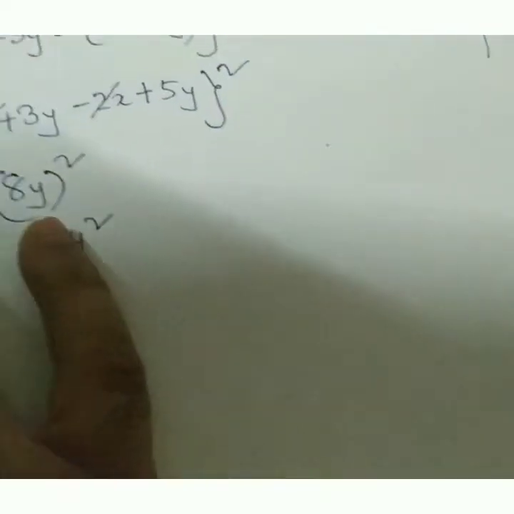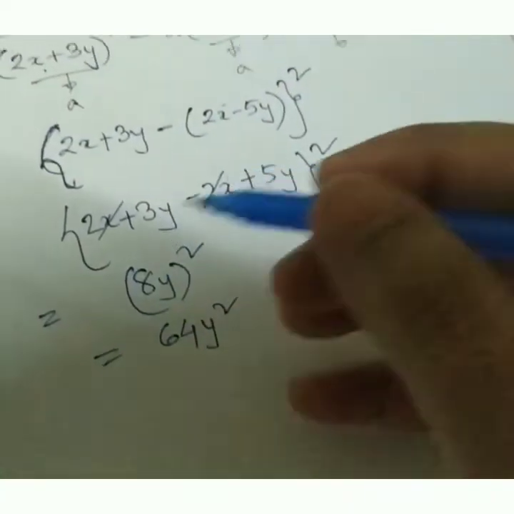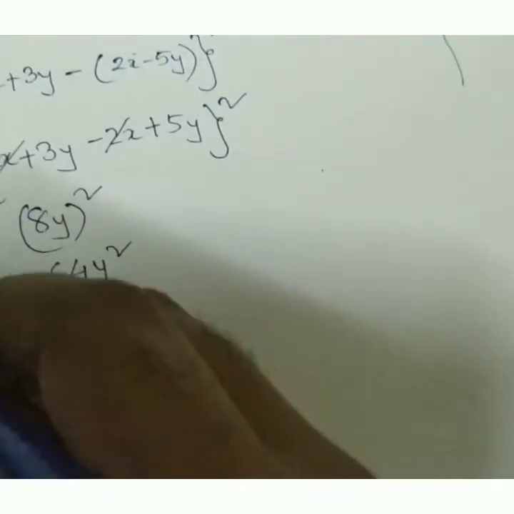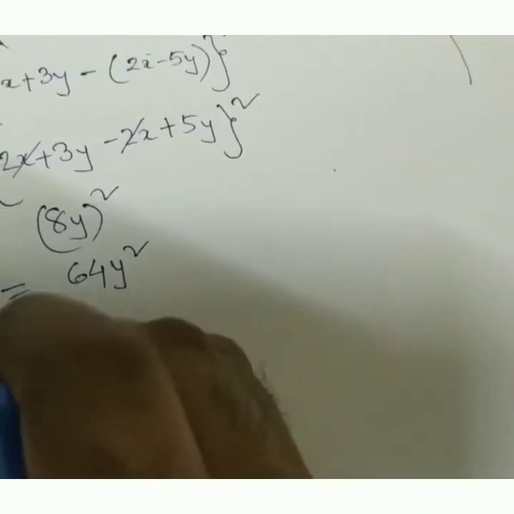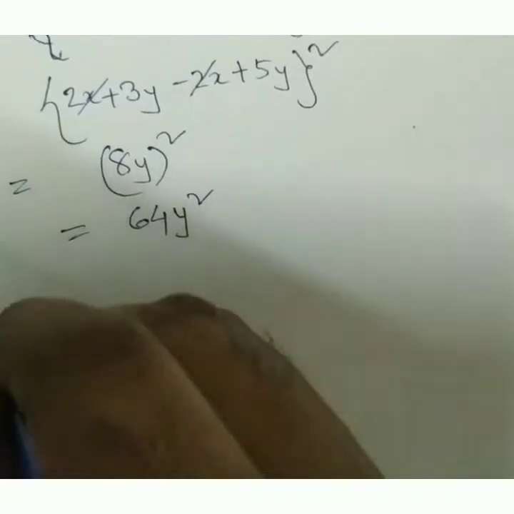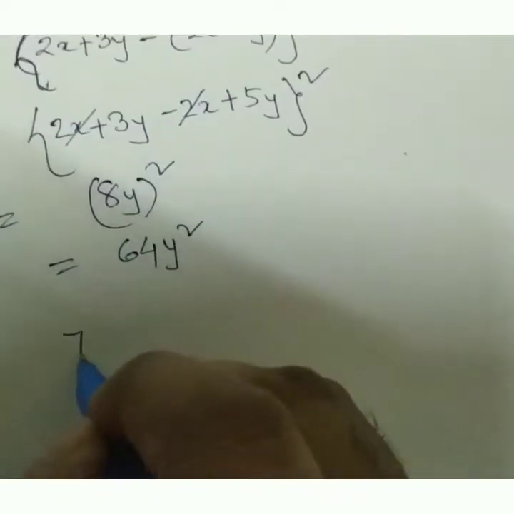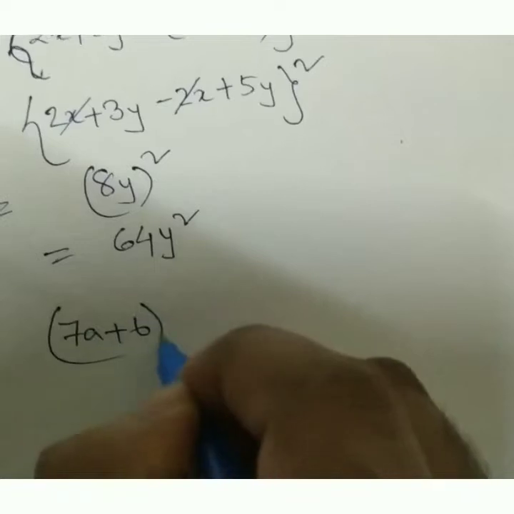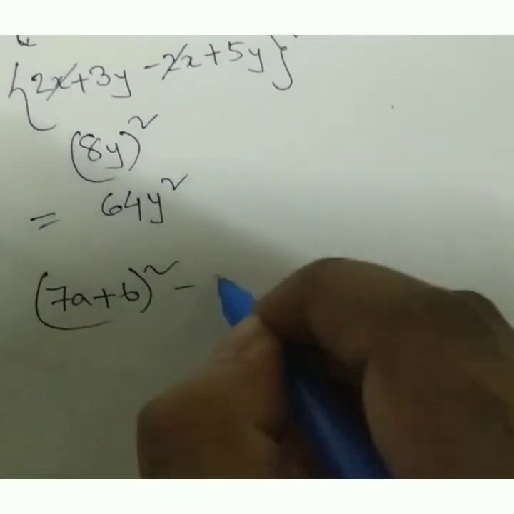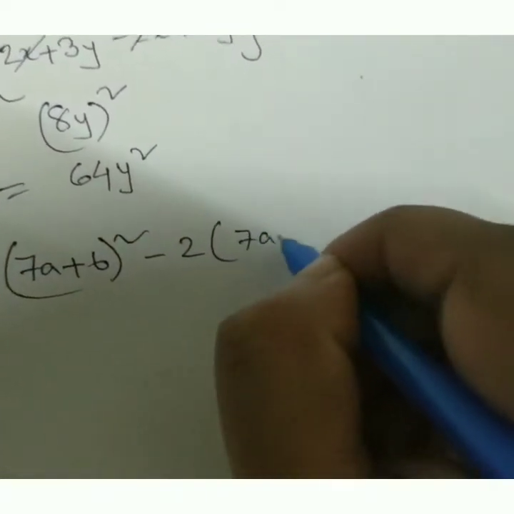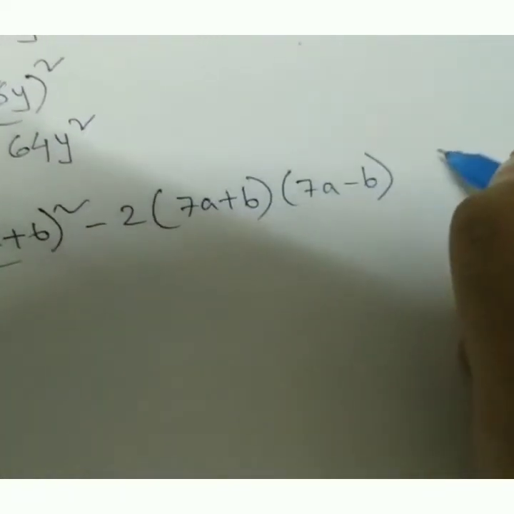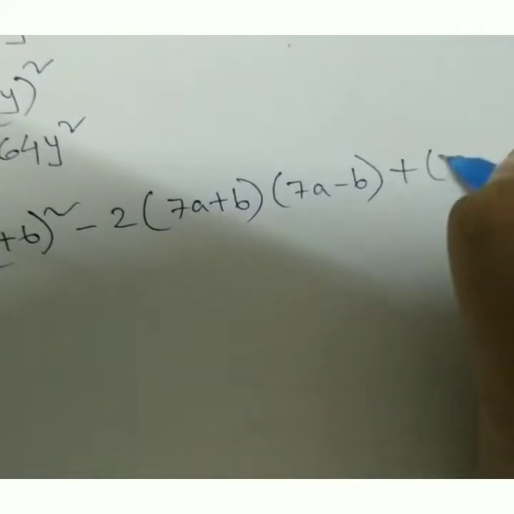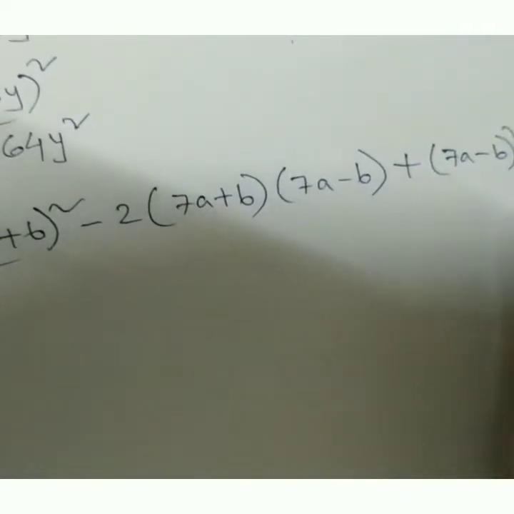So this is how you can solve such problems. Let me give you another example. Let's say from exercise 5.1, number 19: (7a plus b) whole square minus 2 into (7a plus b) into (7a minus b) plus (7a minus b) whole square.